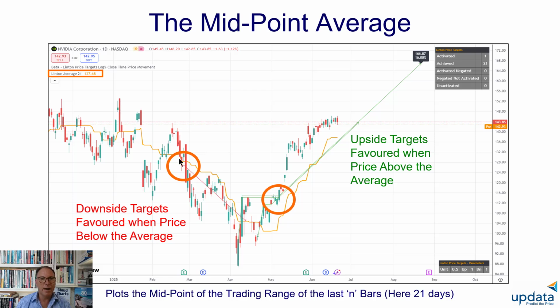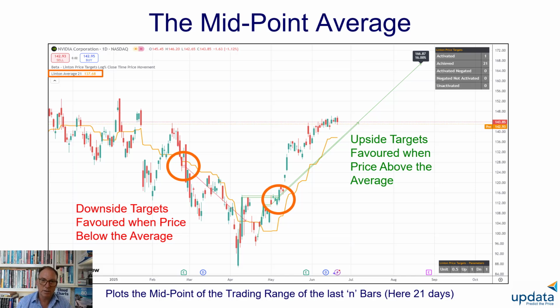So here, what I've drawn on is one of the tools that comes with it, which is the Linton average. It's a midpoint average. It's the 20, and here we recommend using 21 days. It's just a little tool to help you remember which side of the average. If I'm above the midpoint of the trading range, I'm bullish. If I'm below the midpoint of the trading range, I'm bearish. So it's just a quick reminder of what trend state you're in.